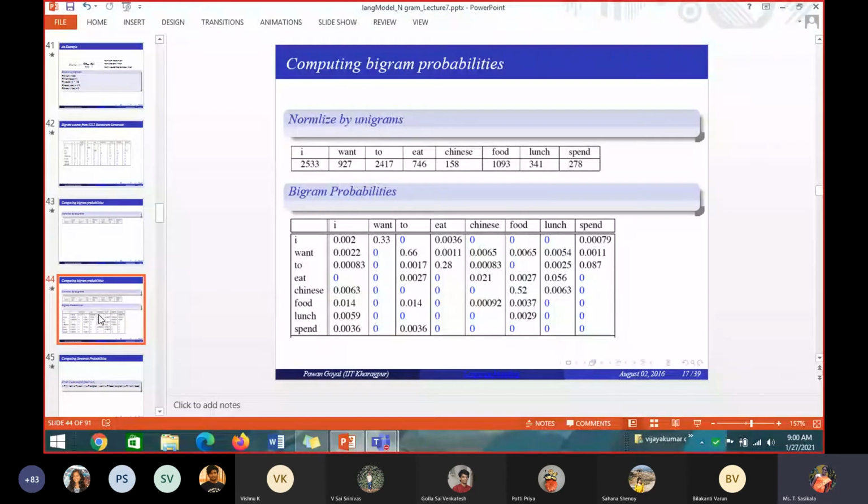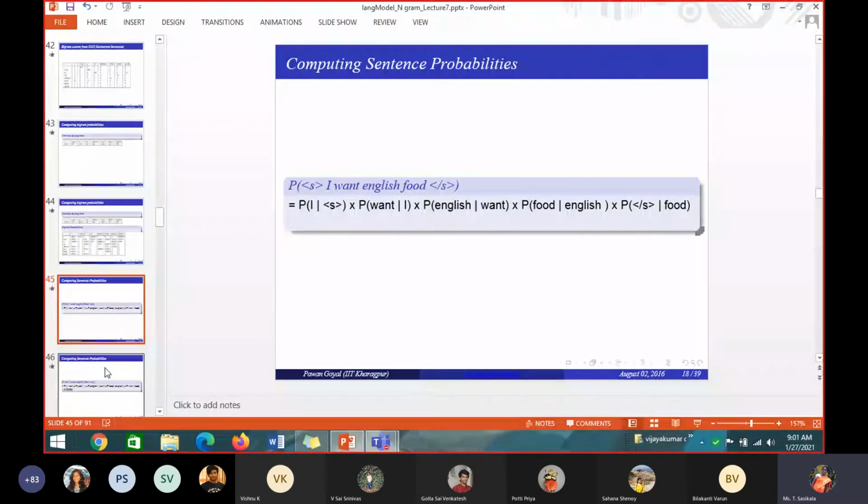Okay. So now given a sentence. I have a sentence like this, starting of the sentence, this is the ending of a sentence. I want English food. Okay, so if they ask you to calculate the bigram probability, how can you calculate the bigram probability? Can you tell me how you can calculate the bigram probability?